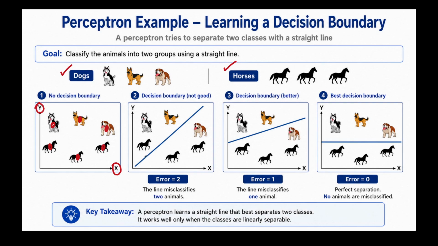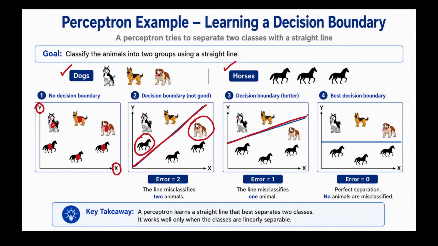In the first panel, there is no decision boundary. The model has not learned anything yet. It does not know how to separate dogs and horses. In the second panel, the model draws a line, but the line is not good. Some animals are on the wrong side of the line. So the model makes mistakes. Here the error is 2 because two animals are misclassified.